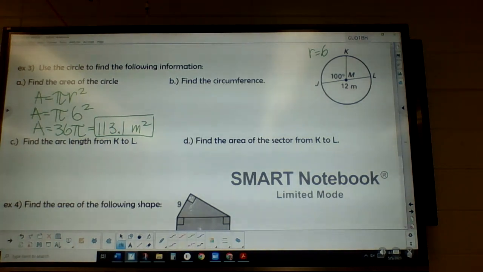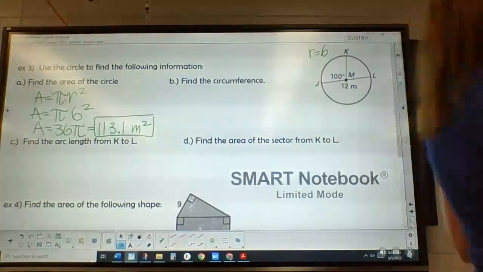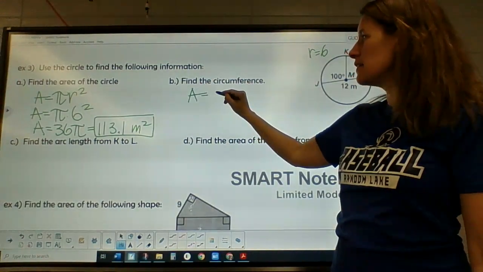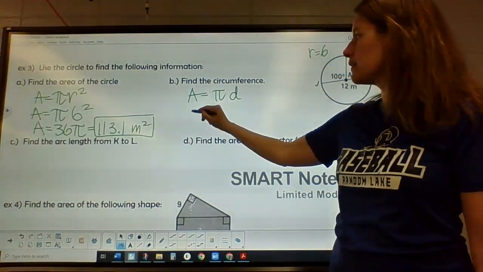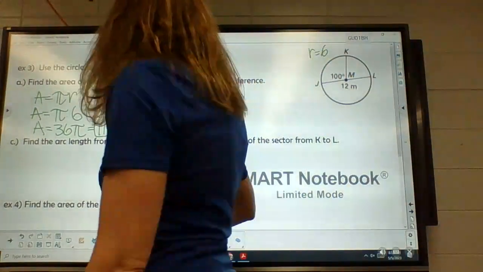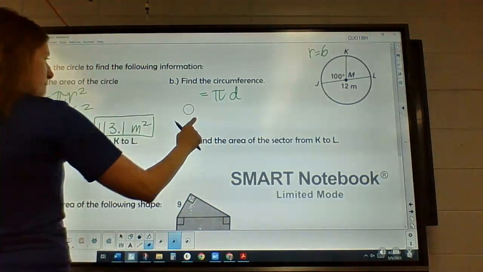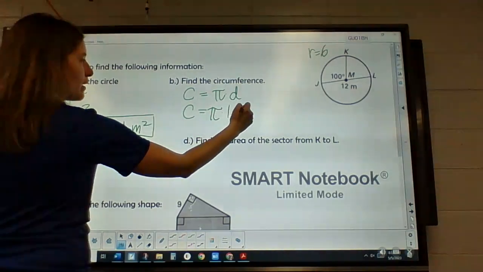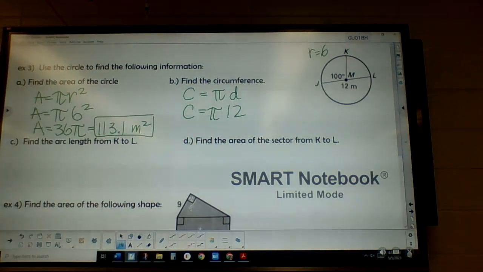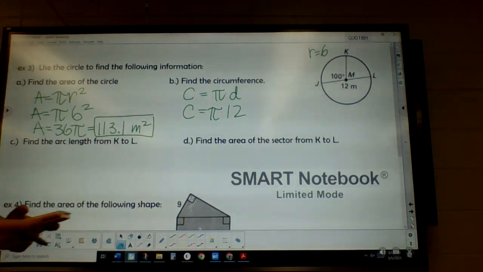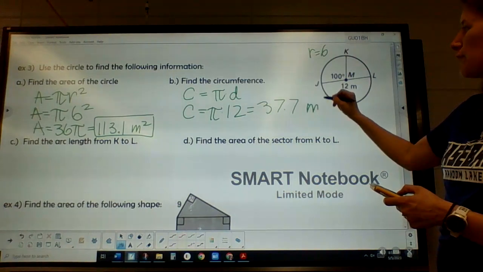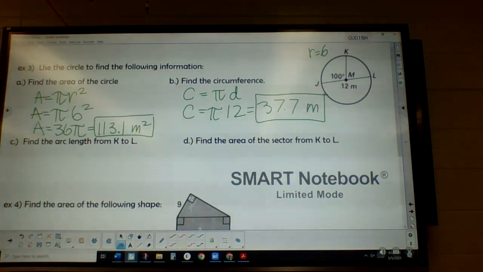Then it wants circumference. I can either use the diameter or the radius. I'm going to use the diameter because they actually give that to us. It's pi times d. So pi times 12. So the circumference is 37.7, and again, this is just distance around, so this is just going to be meters.